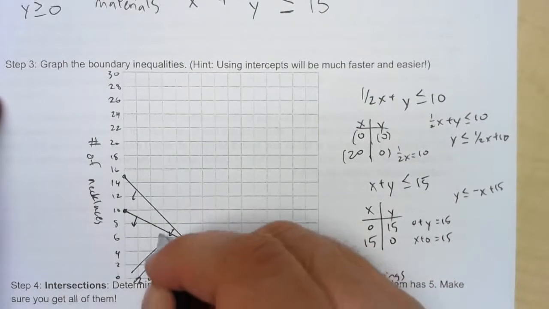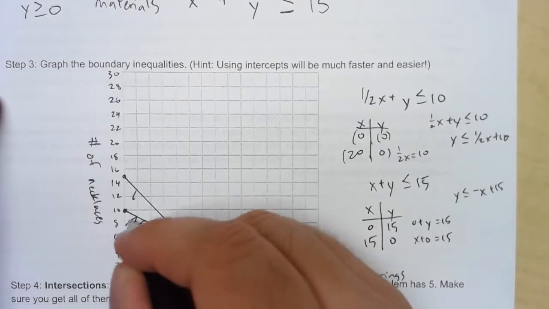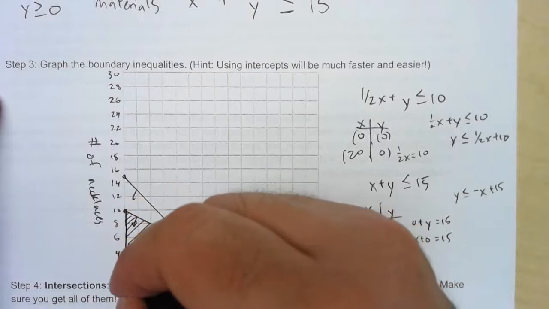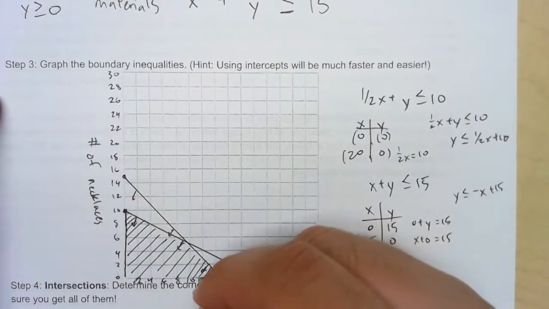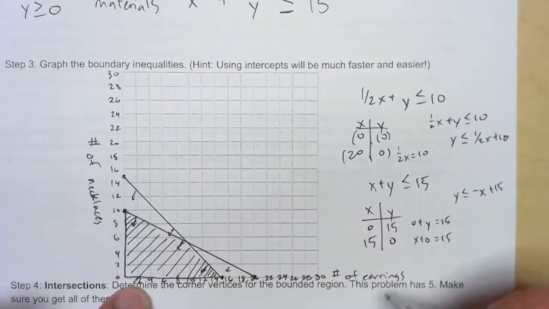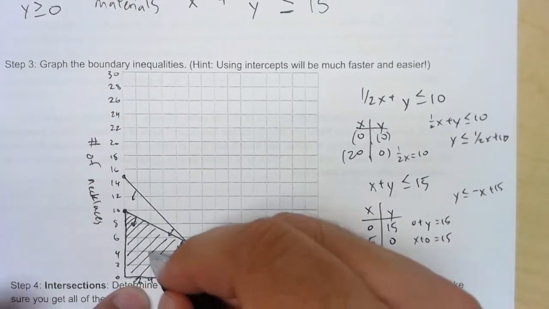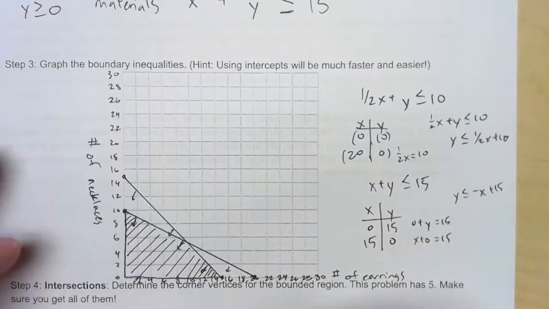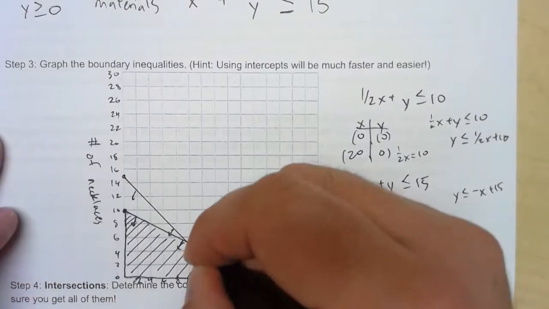And it looks like we have some vertices. So all of the points in this region will work for either of these. So we can make none of them. We can make 2 necklaces, or 2 earrings and no necklaces. We make 2 of each, 4 of each, 6 of each. We want to make sure that we figure out where each of these vertices are.